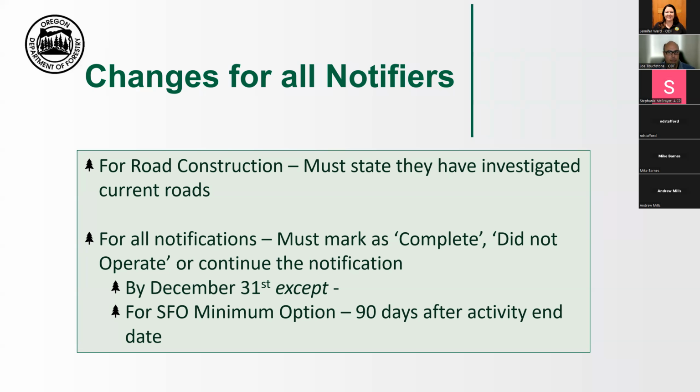Also an exception to that December 31st date is if you're a small forest land owner and you select the minimum option as your riparian management area plan, you actually have to report the completion, the result of being complete, or you're not going to operate, 90 days after the activity end date. And that activity end date is actually what you mark as the end date in the notification. So you have 90 days beyond that point to mark it. But that's only for the minimum option if you're a small forest landowner. Everything else is December 31st. So that is for everyone, whether you're a small forest land owner or not.